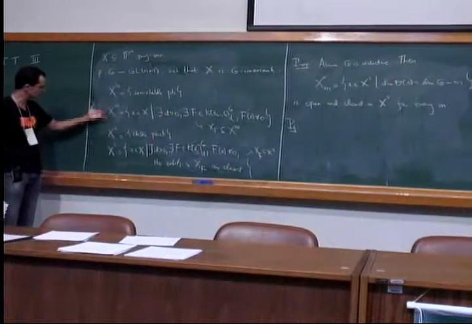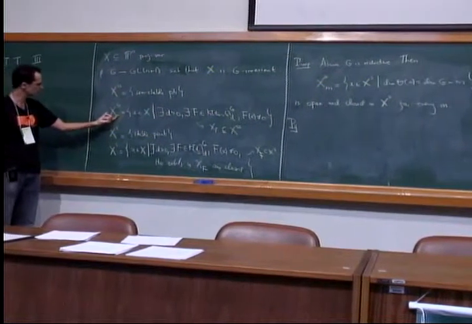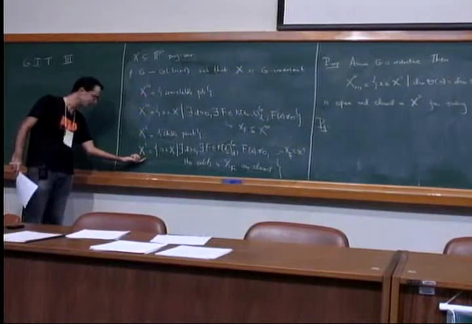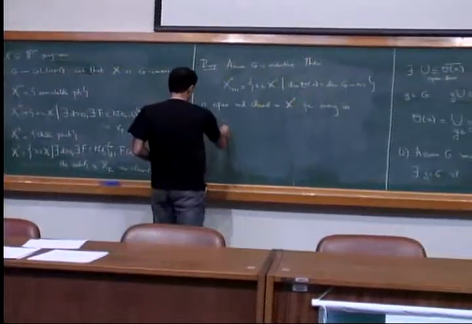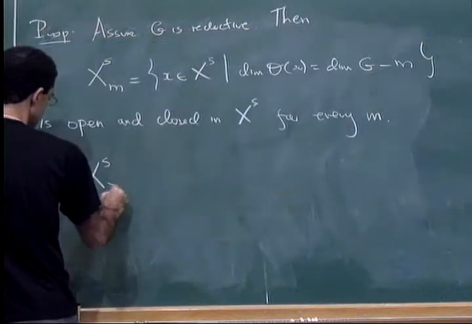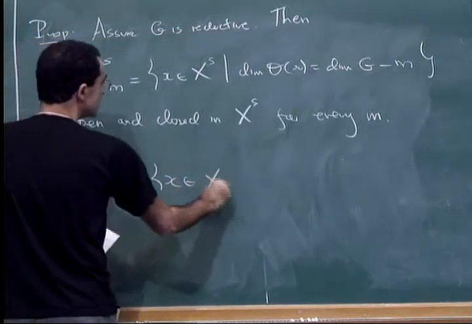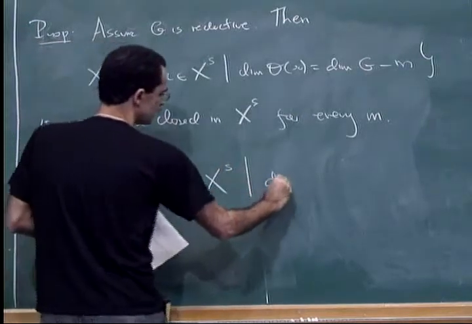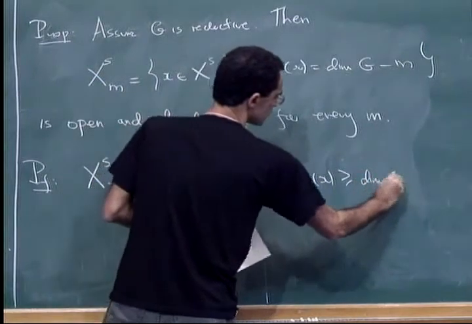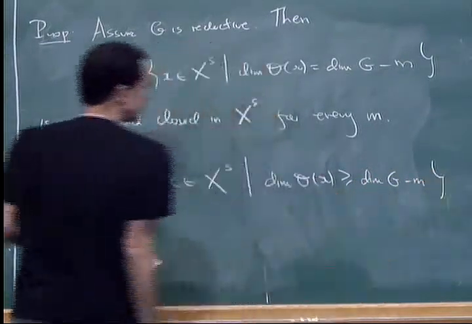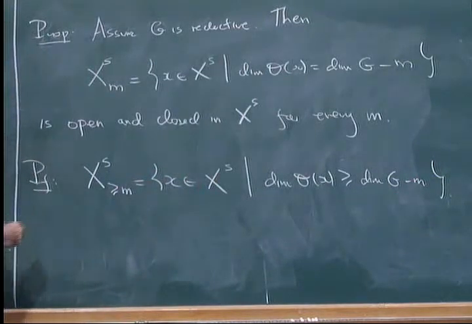So what are the importances of these open sets is that there is a good quotient for the semi-stable locus and a geometric quotient for X^s. Right? Because I can consider this space here. So similar definition, but greater or equal. And by the proposition that I just raised, we know that this is open.